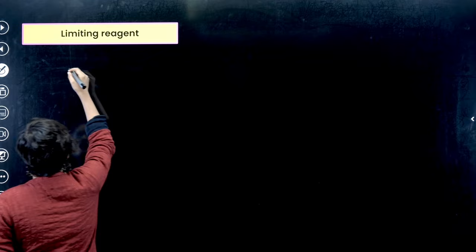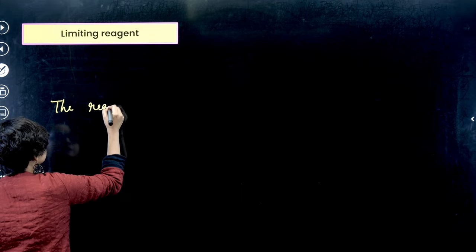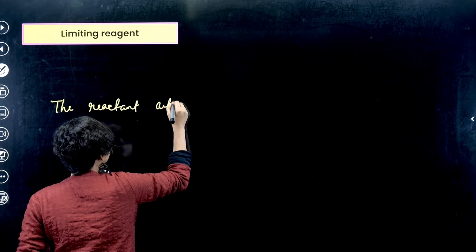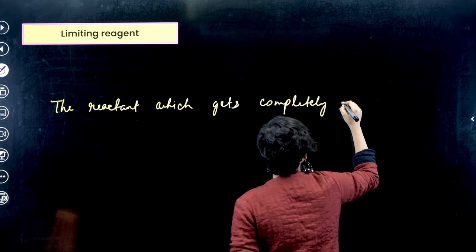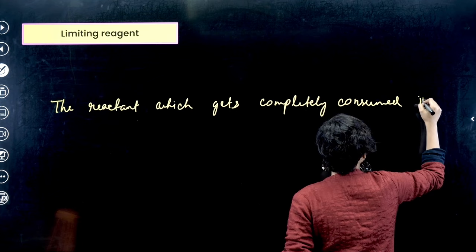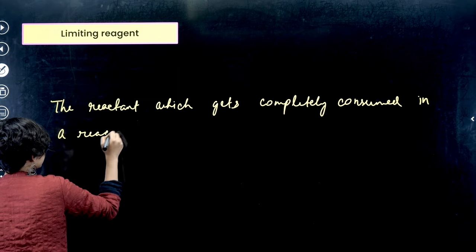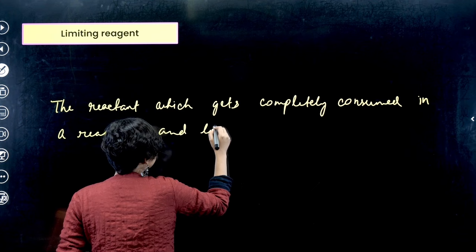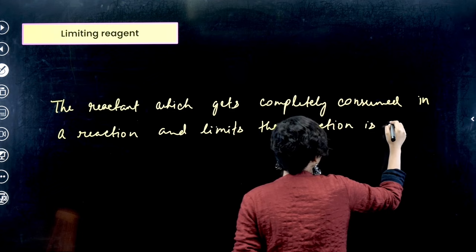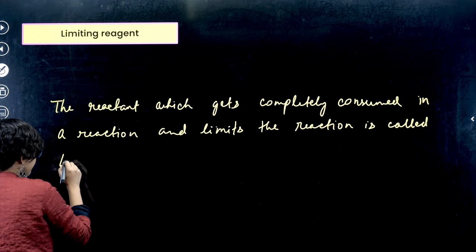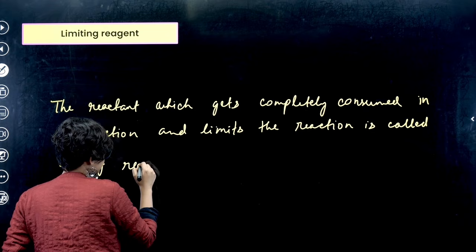Okay, so what did I say? The reactant, let me write it down here. The reactant which gets completely consumed in a reaction and limits the reaction is called limiting reagent. Let me give you an example.